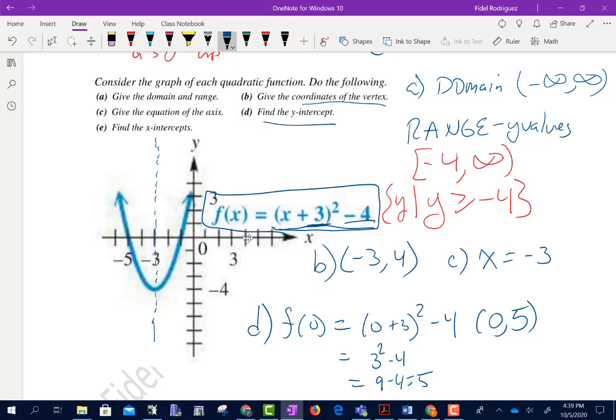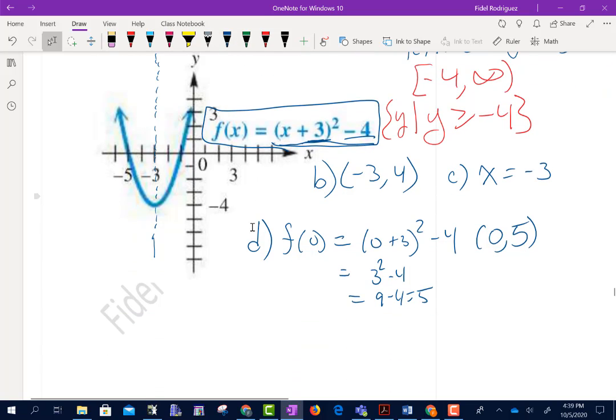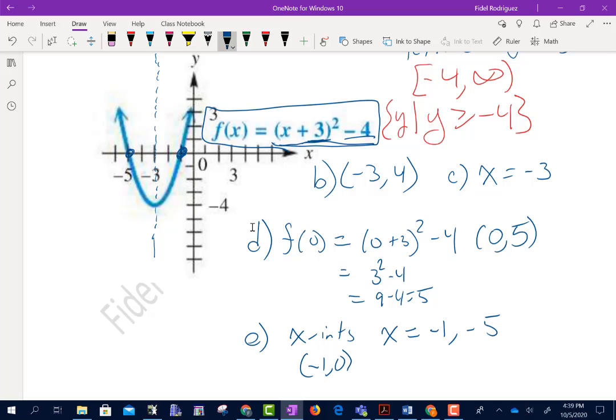Okay. And then there is a part E, so let's do it. Part E says we're going to find the x-intercepts. The x-intercepts just means where does it hit the x-axis, okay? By looking at my picture, you can see that we hit the x-axis when x equals -1 and when x equals -5. But they're points, okay? (-1, 0), (-5, 0), because those would be the coordinates of those points right there. Okay.